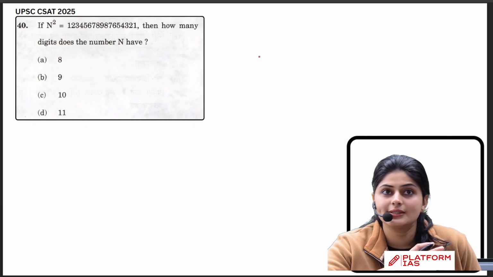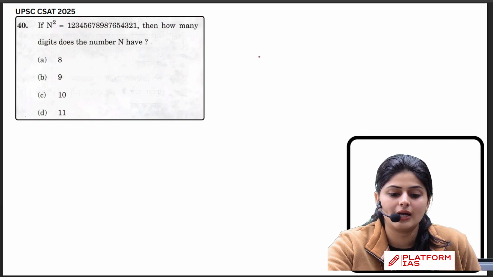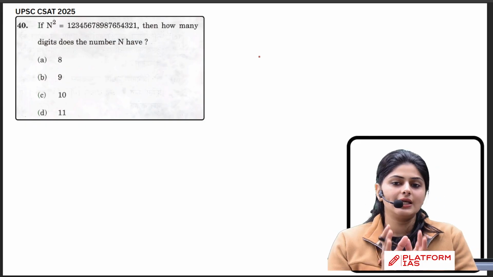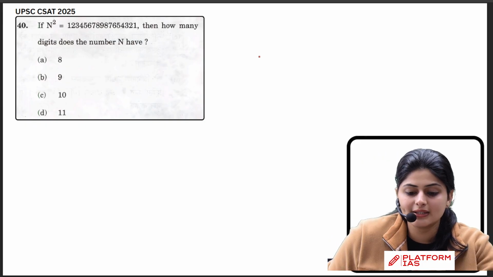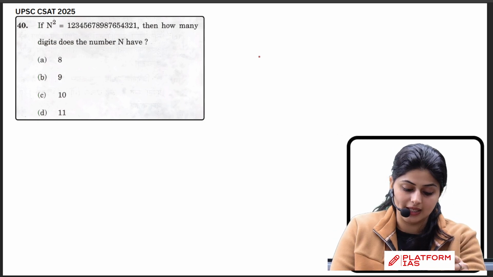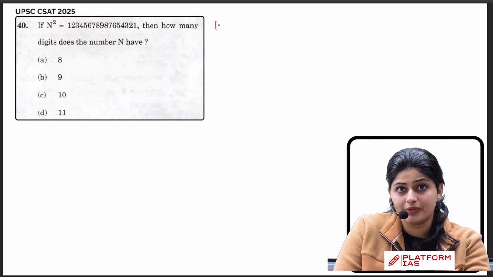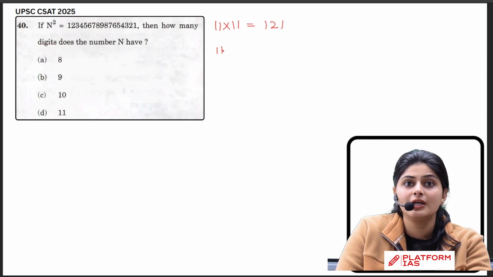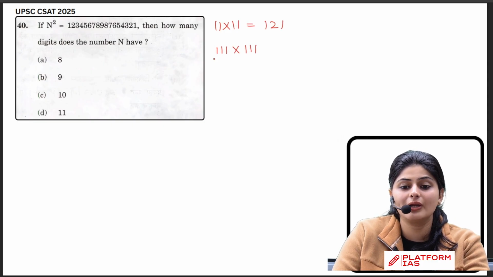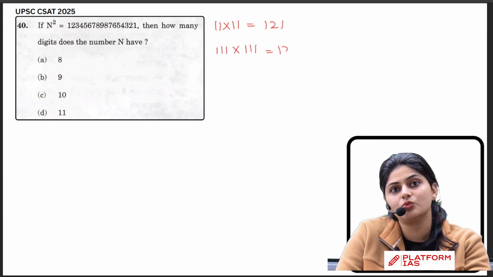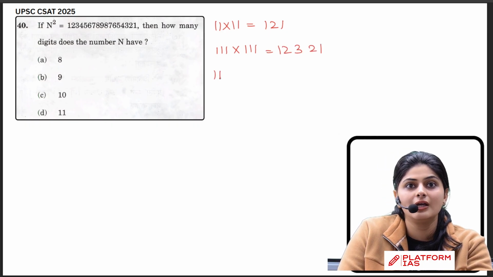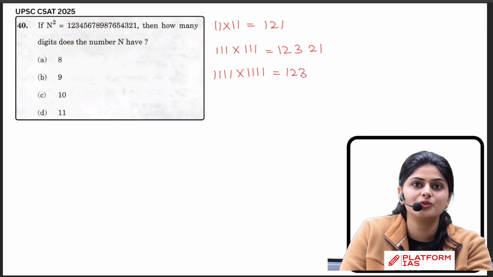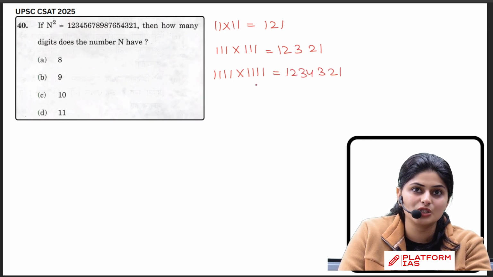If n square is a very long number is given to you and they are asking how many digits the number n has, it's a very easy question. The only thing you should know is, if you multiply 11 times 11, it will give me 121. If you multiply 111 with 111, you will get 12321. If you do 1111 and multiply with itself, it will give you 1234321, and this goes on.